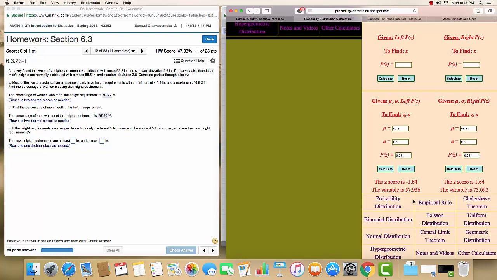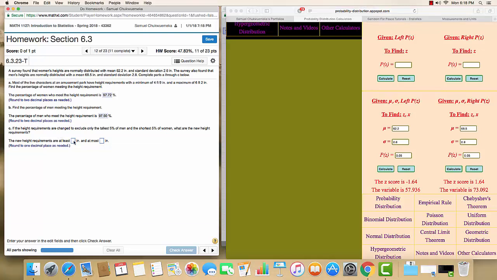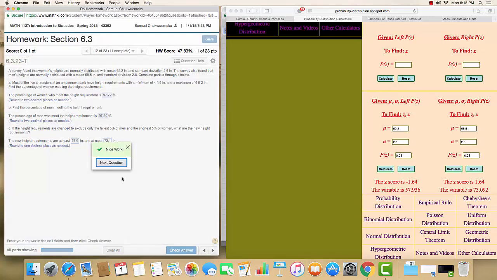We have to arrange it in order. The new height requirements must be at least, to one decimal place, 57.9 inches, and at most 73.1. Okay, if you round it well. All right.